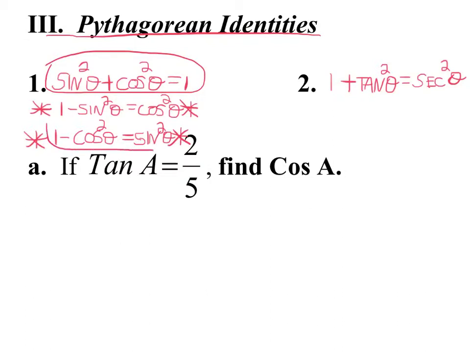This is also really important. These are alternate forms of that first Pythagorean identity: 1 minus sine squared equals cosine squared, or 1 minus cosine squared equals sine squared. You're going to see these a lot. The other ones, I just have these listed.